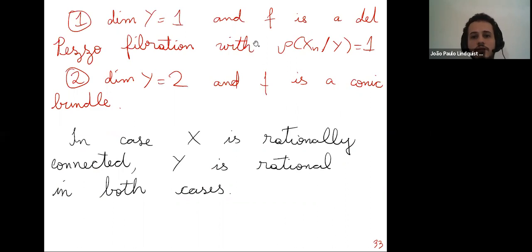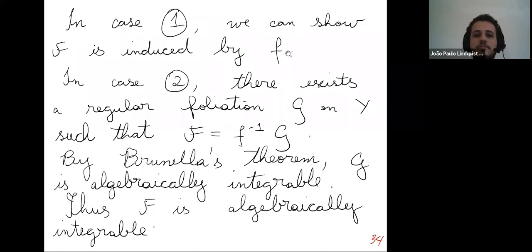Moreover, the fibers of f are tangent to the foliation. So we see in case 1, this is a fibration by surfaces which are tangent to the foliation. So this fibration gives the foliation. And in case 2, we induce a foliation on Y whose pullback is F. So in case 1, F is induced by f, and in case 2, F is the pullback of a foliation G on Y. And this foliation is regular as well.